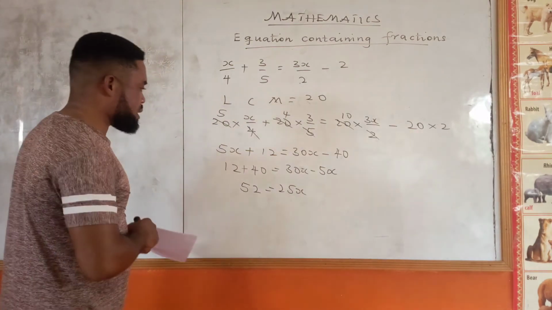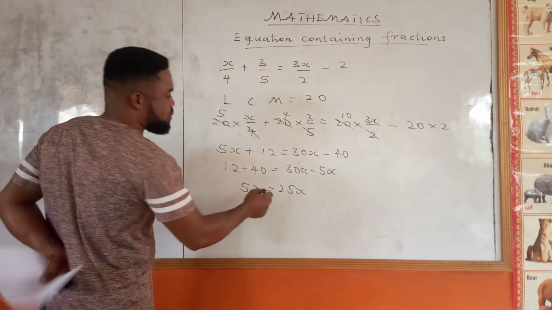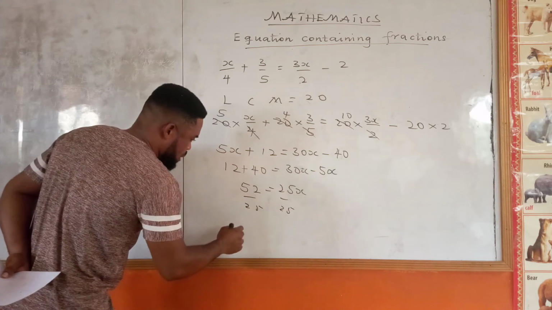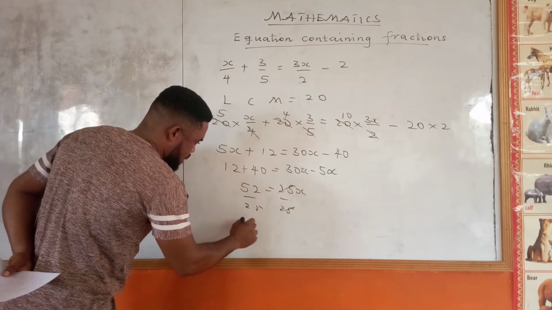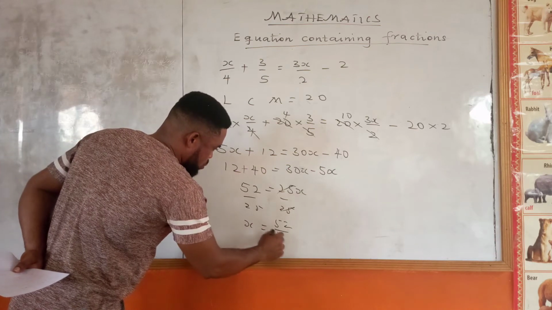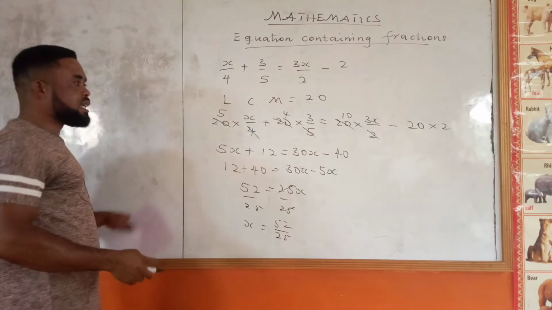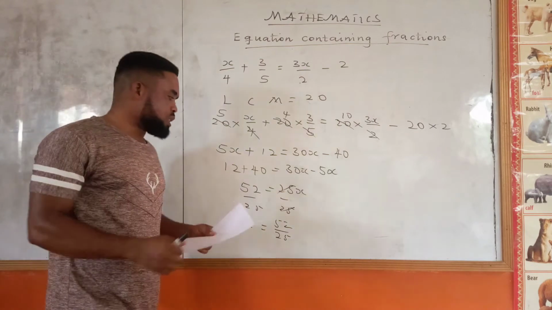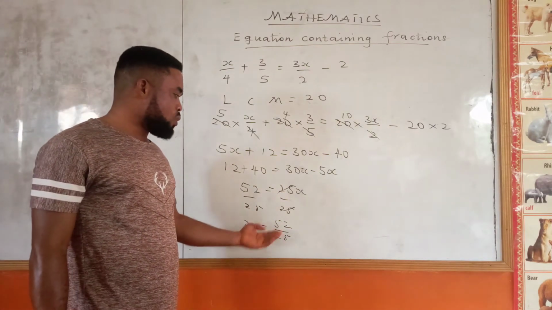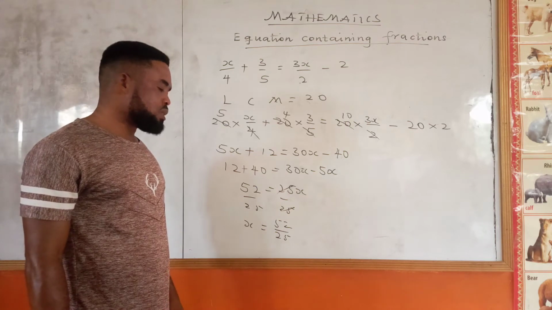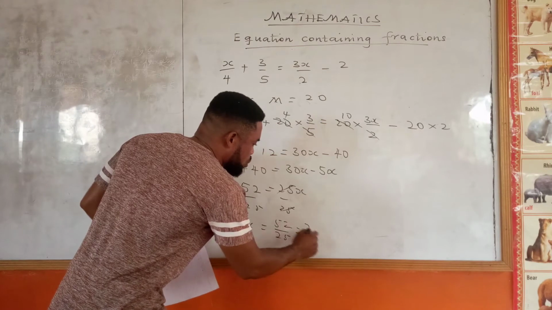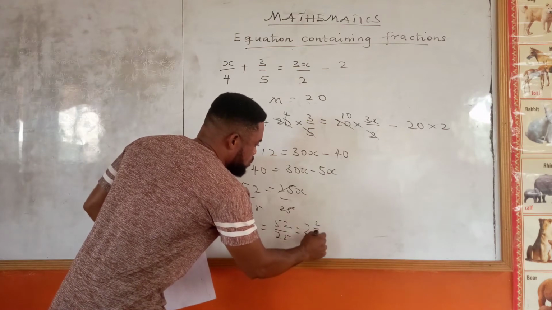So 25x, we divide both sides by 25. Therefore, 25 cancels 25. Our x is equal to 52 over 25. In this case, you can just put it in a mixed fractional form. Because 25 will go into 52 two times, it's going to be 2 whole number, 2 over 25.